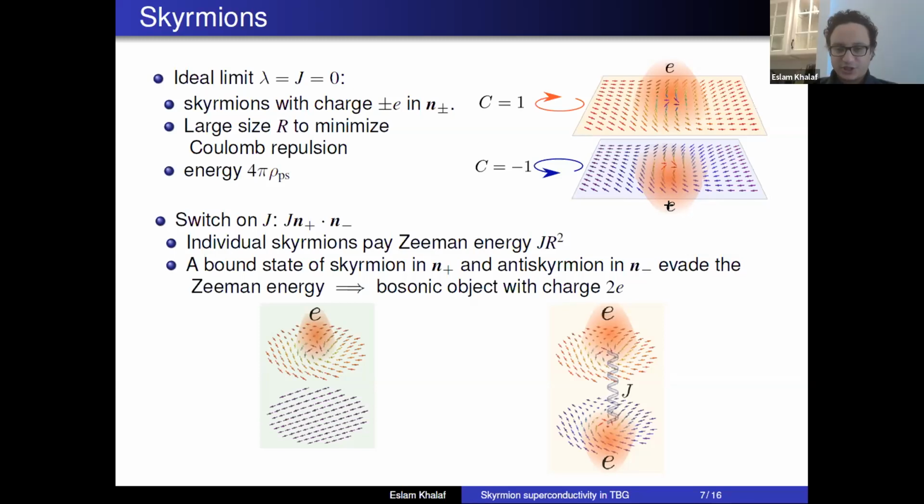So yeah, this picture leads very naturally to an appearance of a bosonic charge 2e object, and this bound state would appear no matter how small J is, and will completely evade Coulomb repulsion no matter how large Coulomb repulsion is, which is the remarkable aspect of this quantum Hall picture.